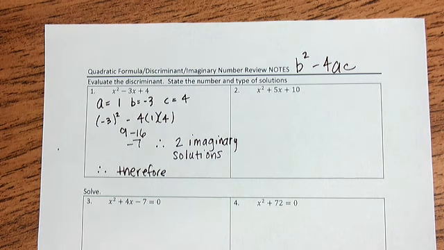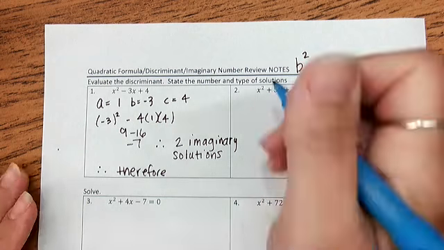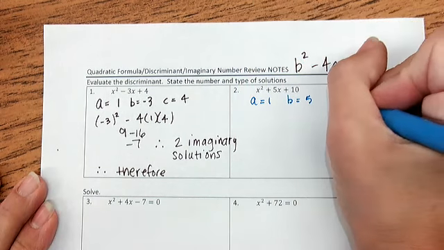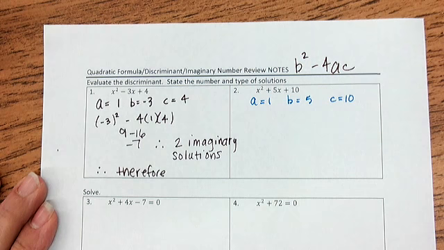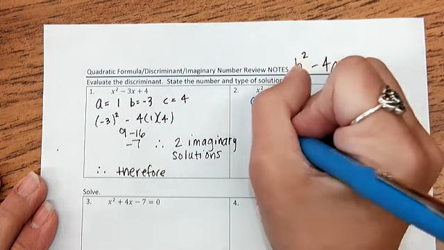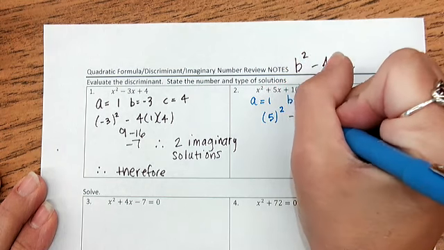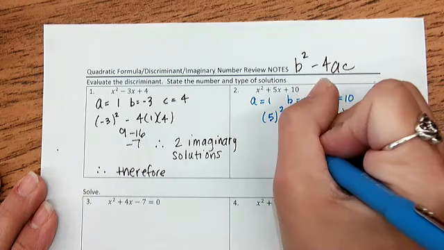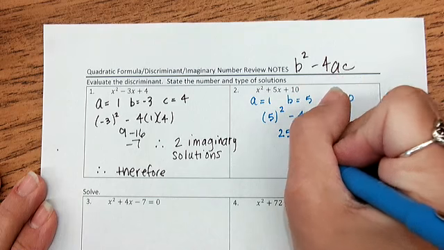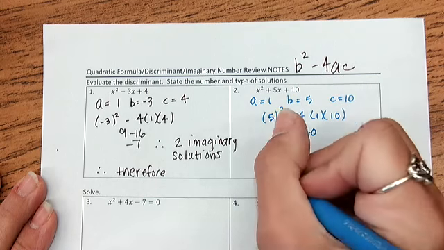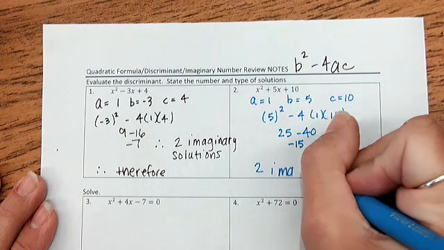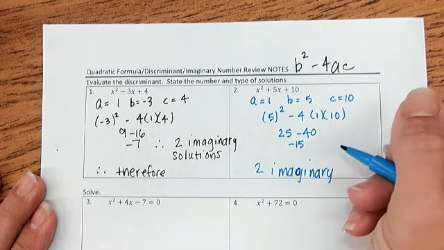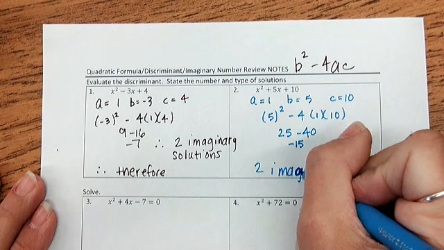Okay, next one. Same thing. Let's label A, B, and C. A is 1, B is 5, and C is 10. B squared minus 4ac. B is 5 squared minus 4ac. Looks like this one is also going to be negative. 25 minus 40, which is -15. No real, two imaginary. I'm supposed to say imaginary, my handwriting leaves a bit to be desired.